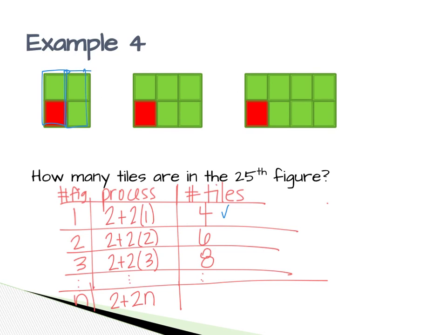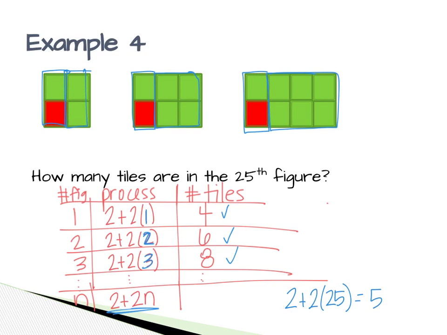So the 2 times 1 is now going to change to 2 times 2 for the next one, and let's see if that gives me my 6. So I start with my first 2, and then I add 2 times 2, which is 4, and I get 6. And then the next one, I start with my 2, and then I add 2 times 3. I'm replacing the number with 3, and then I get 8. So my expression is going to be 2 plus 2n. And if they want my 25th figure, all I have to do is 2 plus 2 times 25, which happens to be 52 tiles.